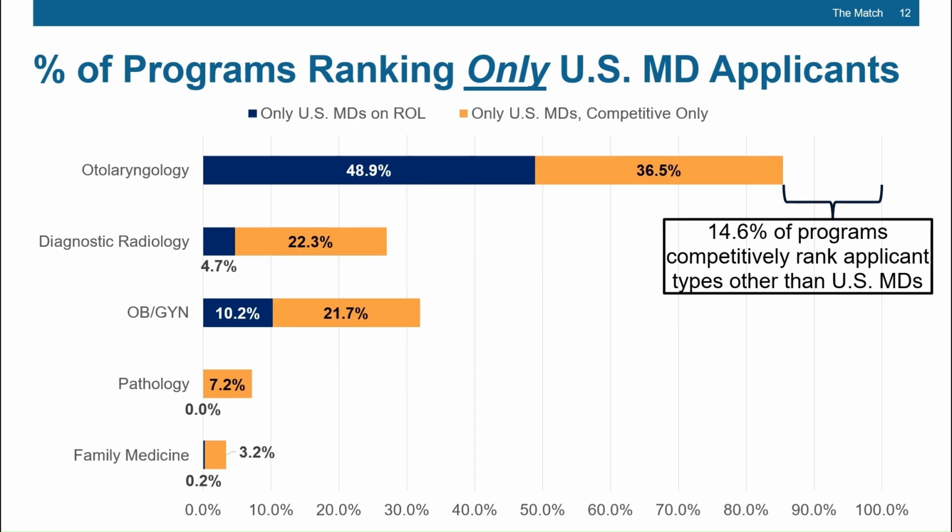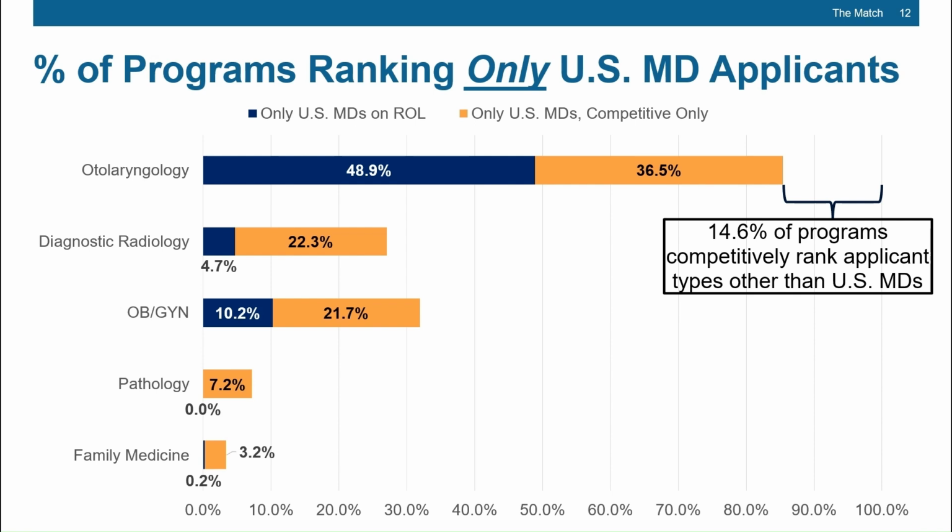This graph again displays the percent of programs in each specialty ranking only USMDs, but this time we're focused on programs ranking only USMDs competitively. The blue bar is a repeat from the previous slide, which represents programs that ranked only USMDs anywhere on their rank order list, meaning these programs only ranked USMDs in both the competitive and non-competitive sections of the role. To put it a different way, the blue bar represents programs who included only USMDs in the top 25% of their role and the bottom 75% of their role.